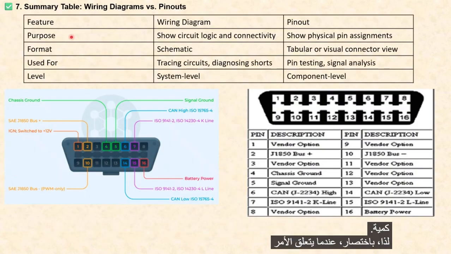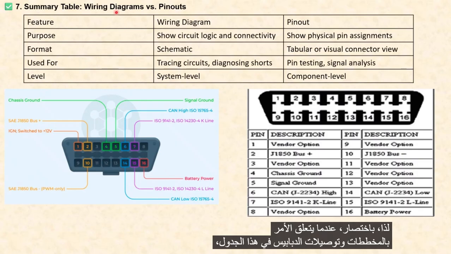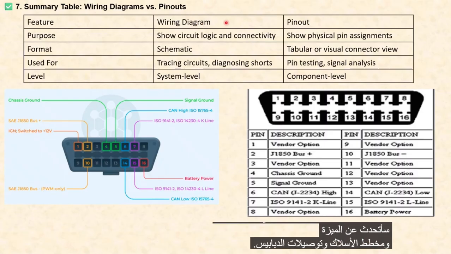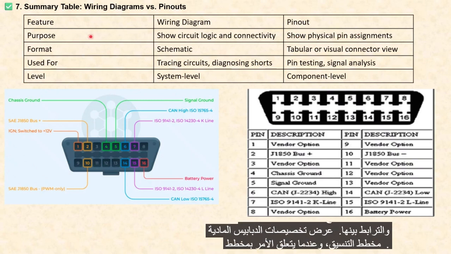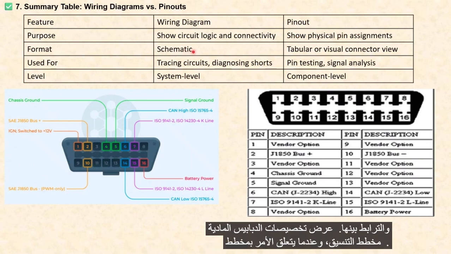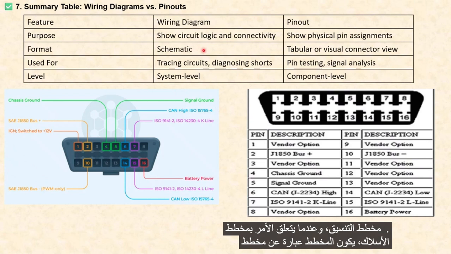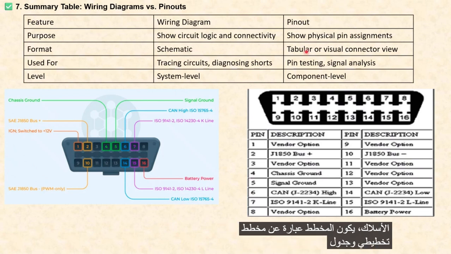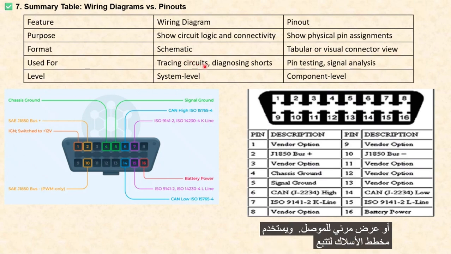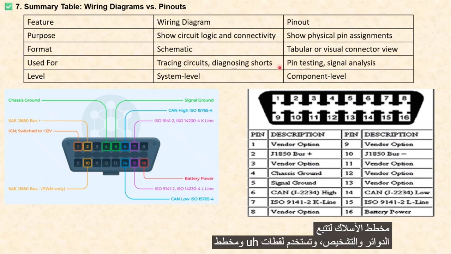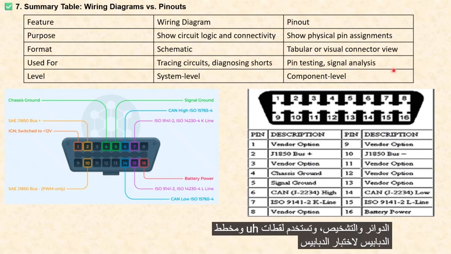So to summarize, when it comes to diagrams and pinouts, in this table I'm going to talk about the feature: the wiring diagram and the pinout. The purpose is to show circuit logic and connectivity, and to show physical pin assignments. When it comes to format, the wiring diagram is schematic, and the pinout is a tabular or visual connector view. The wiring diagram is used for tracing circuits and diagnostic shots, and the pinout is used for pin testing and signal analysis.